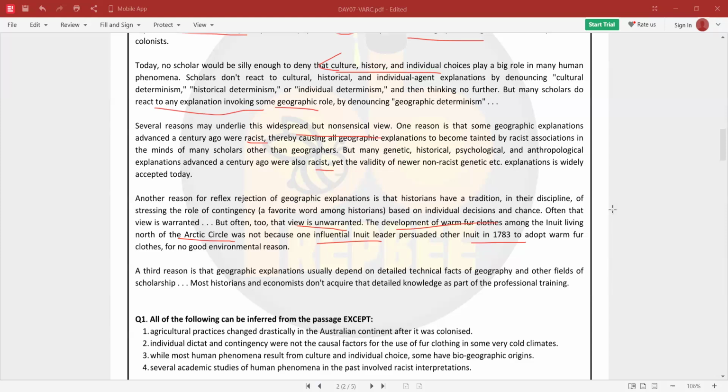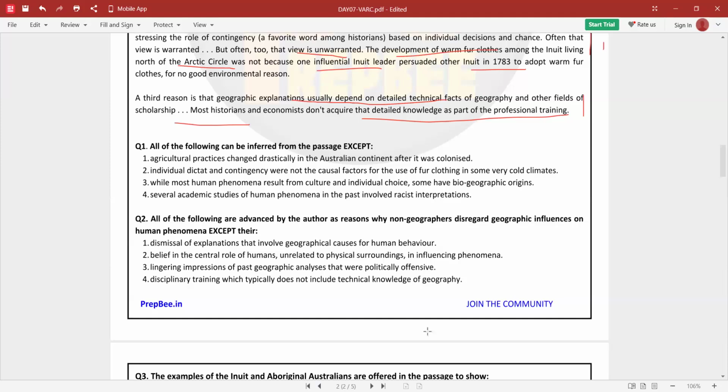These are environmental necessity. A third reason is that geographic explanations usually depend on detailed technical facts of geography and other fields of scholarship. Most historians and economists don't acquire that detailed knowledge as part of their training. Third reason for rejection of geographical explanation is that they require specialized training that people don't possess. One reason is bias, the second reason is that you don't have a choice. It is an environmental necessity. And third is these people don't have detailed knowledge.